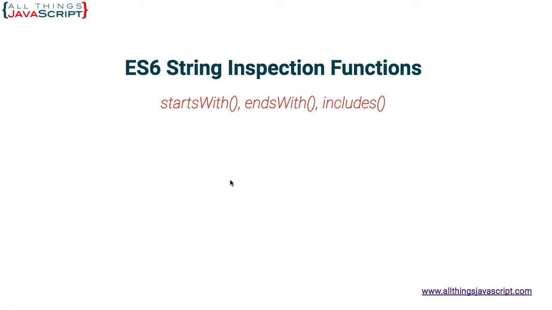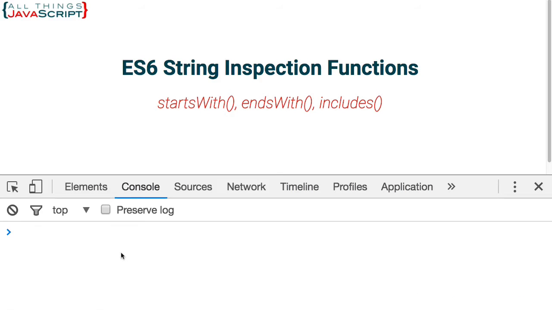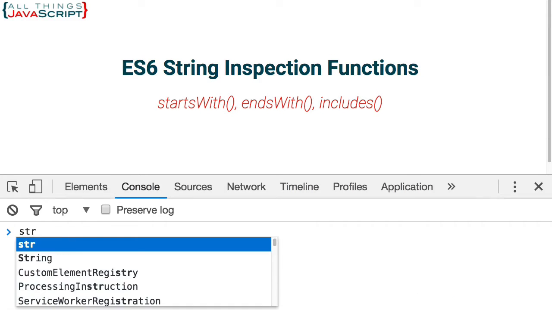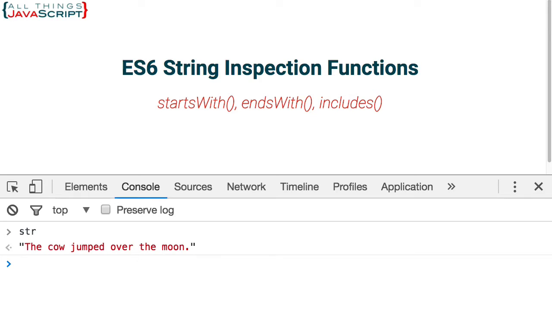So I'm going to open the console. And first, I'm just going to show you a string variable that I've created. It contains the string, the cow jumped over the moon. So I'm going to use this string for all of these examples, both the ES6 functions and the older indexOf, lastIndexOf equivalents.